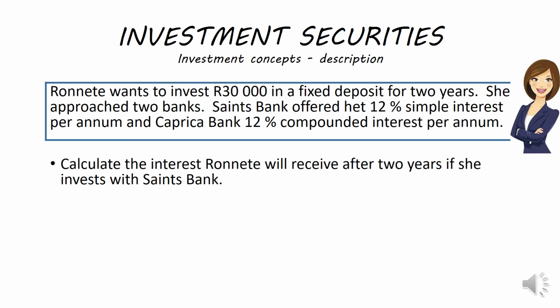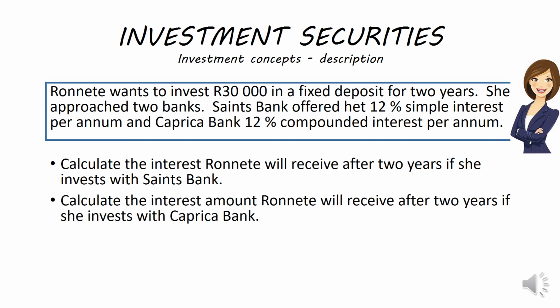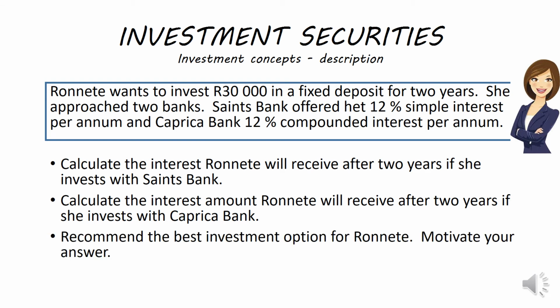Right, so we are expected to calculate the interest that Renette will receive after 2 years if she invests with Saints Bank, using a simple interest rate. We also have to calculate the interest amount that Renette will receive after 2 years if she invests with Caprica Bank, where she gets a compounded interest rate. And then we have to recommend the best investment option for Renette, obviously motivating our answer.